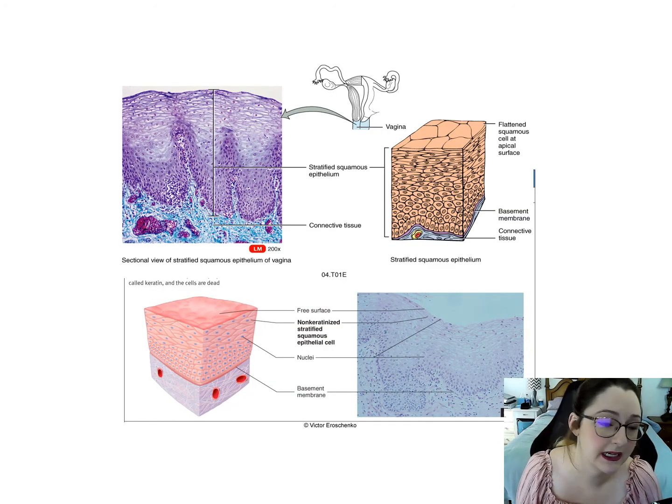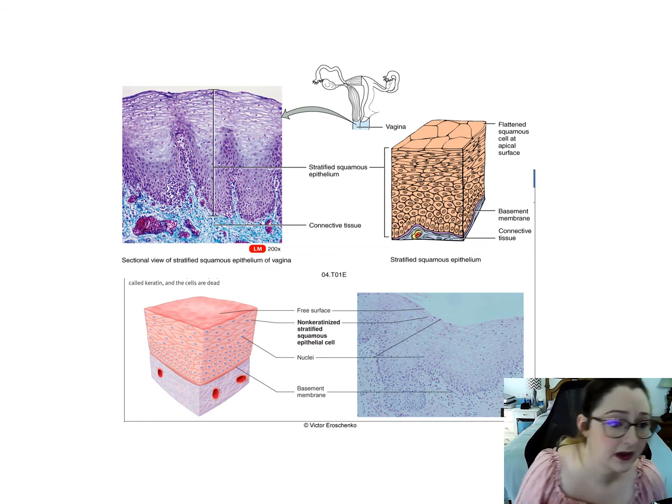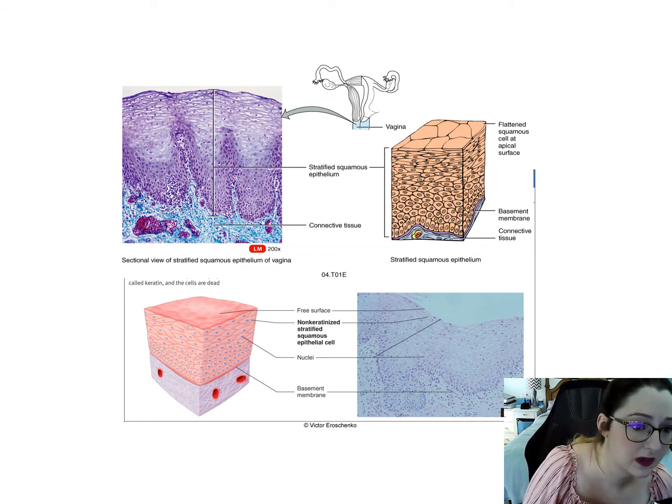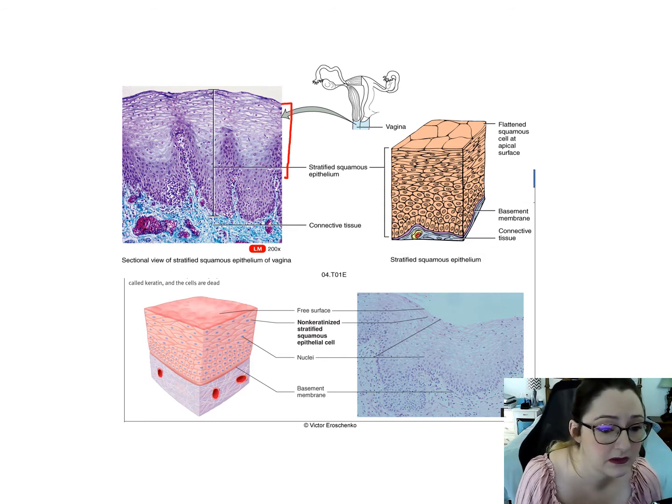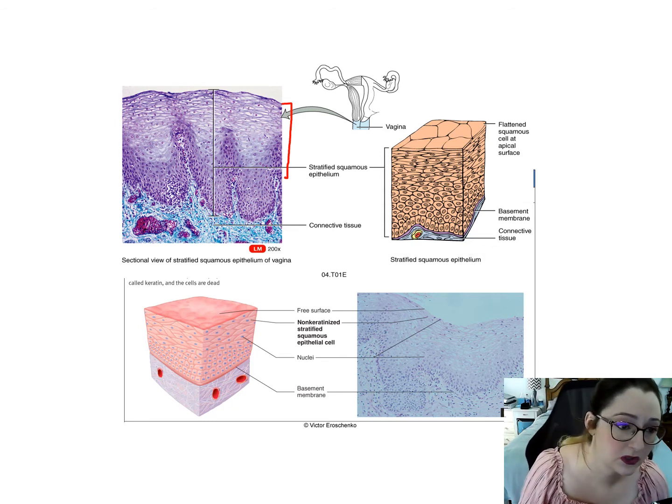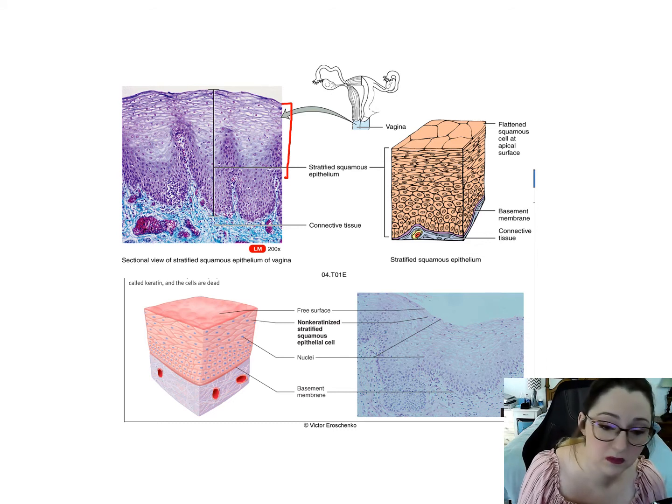Now this slide shows it a little bit better. Up here we have a slide from the vagina, and this is going to be our stratified squamous epithelial tissue. So just know what that is going to look like based on these slides and where you will find them.